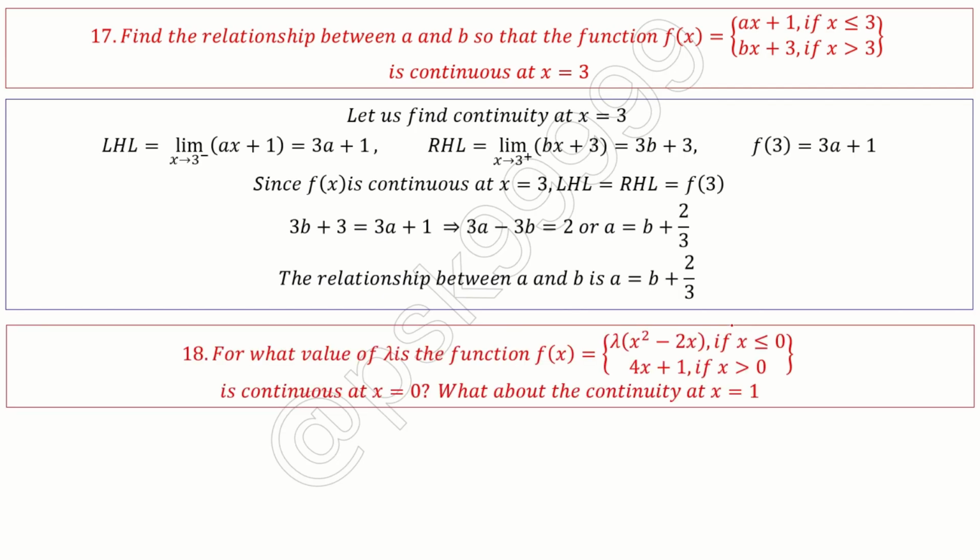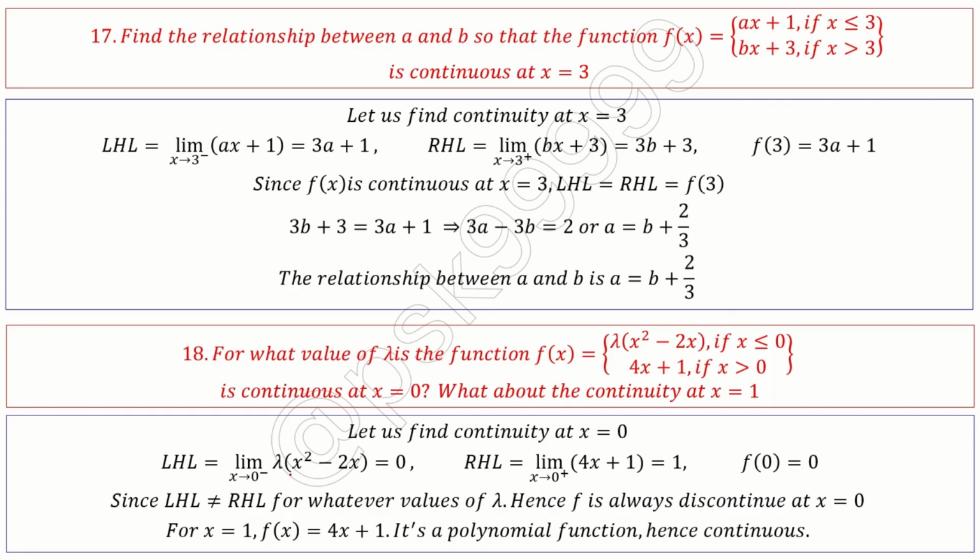Okay, for what value of lambda is the function f of x equal to lambda times x square minus 2x for x less than or equal to 0 and 4x plus 1 if x is greater than 0 continuous at x equal to 0? What about the continuity at x equal to 1? Okay, so let's examine both. At x equal to 0, LHL is nothing but lambda x square minus 2x, which is 0. RHL is 1, f of 0 is 0. LHL is not equal to RHL irrespective of value of lambda, correct? Whatever is the value of lambda, LHL is never going to be equal to RHL, which means limit does not exist. So it is always discontinuous at x equal to 0.